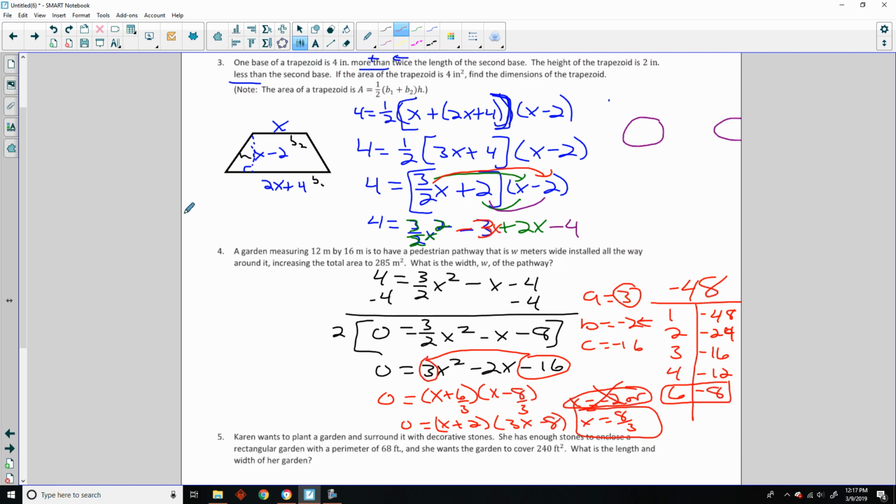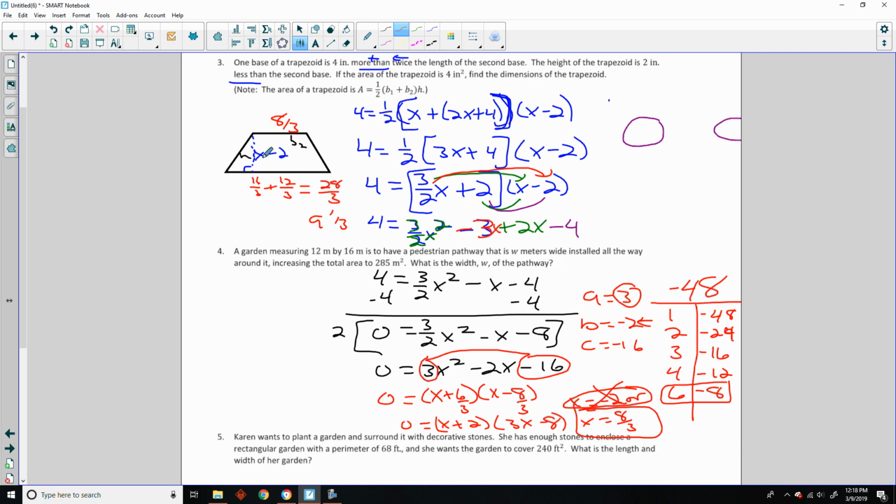Okay, so x is 8/3. So now the dimensions of the trapezoid, let me erase this. This is x, so that is 8/3. This is 8/3 times 2, which is 16/3, plus 4. And 4 is 12/3. So that's going to equal 28/3, which is 9 1/3.